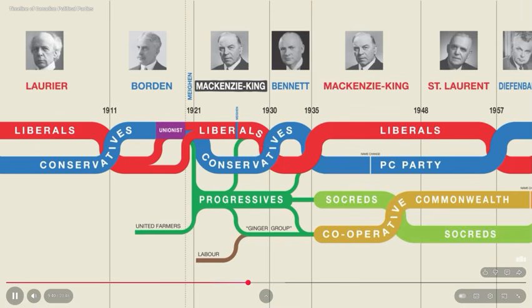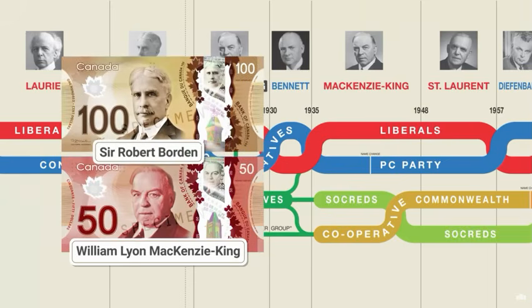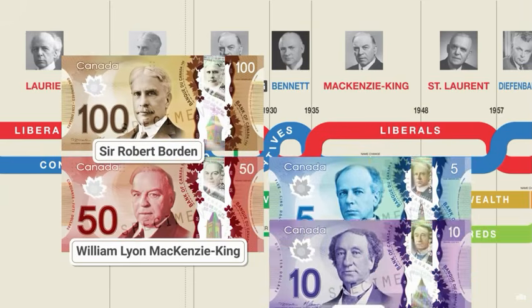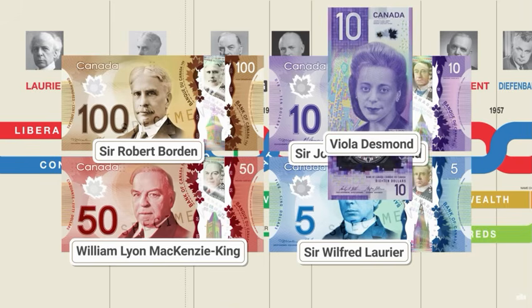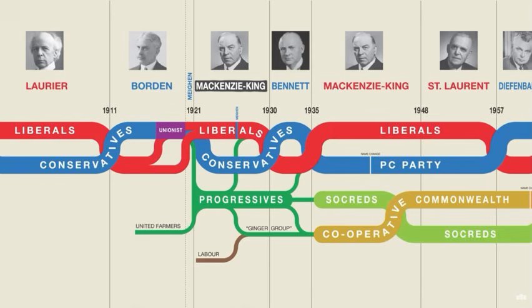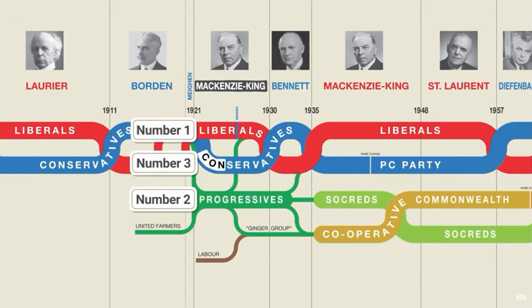Mackenzie King is on the $50 bill. Borden is on the 100. Laurier is on the 5, and Macdonald was, until very recently, on the 10. He's since been replaced by Viola Desmond, who is sometimes called the Rosa Parks of Canada. Anyhow, two unique things happened during Mackenzie King's first term. First of all, even though the Progressives actually won more seats, the Conservatives were given the role of official opposition, something that is usually reserved for second place.